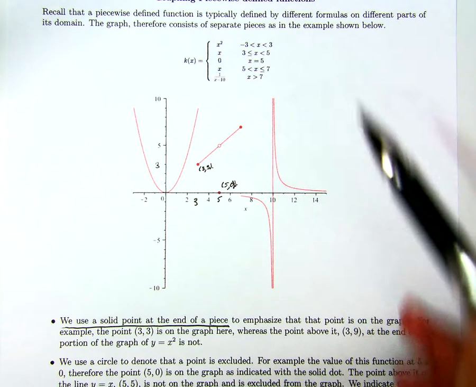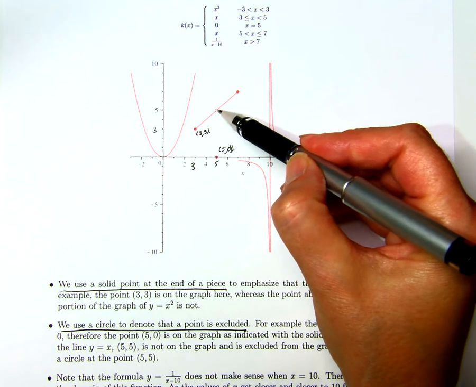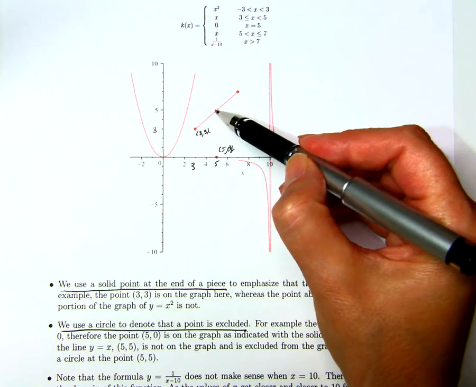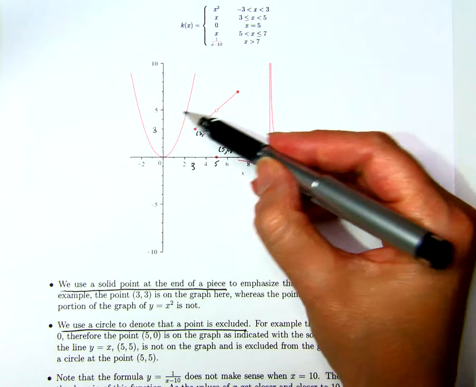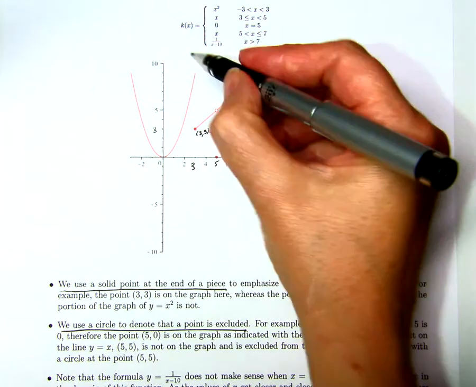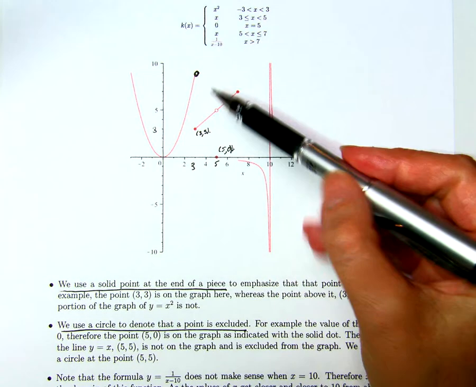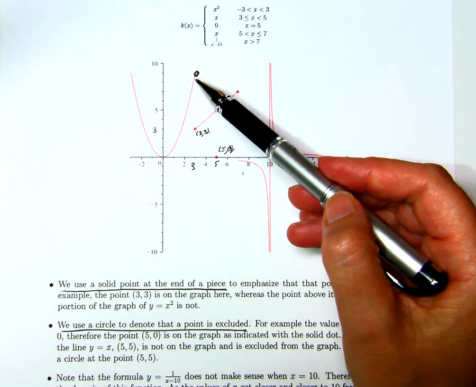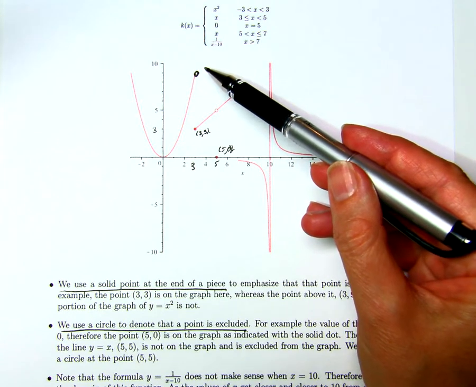at a point we use a circle to denote that this point is excluded. So this circle here indicates that the point 5, 5 is not included in this line. We might also put a circle here, which is blank on the inside, to denote that the point 3, 9 is not on the graph.